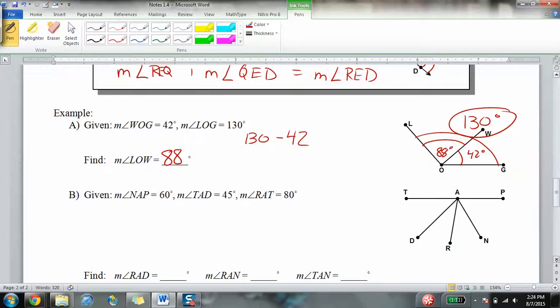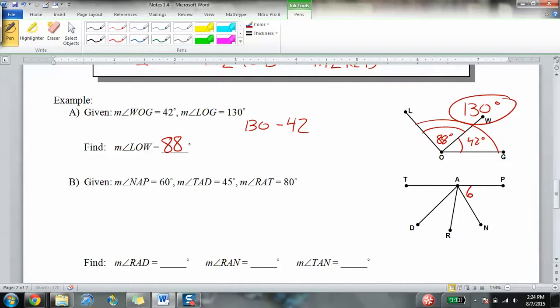Same thing down here, just more angles. So if angle NAP is 60 degrees, angle TAD is 45 degrees, and angle RAT, this whole thing, is 80 degrees. We've got a couple things to find. The first is the measure of angle RAD. So again, we have this whole piece, RAT, is 80, and we've got that this piece, which is a part of that whole, is 45, then we need to find this missing piece. So if I take the difference of those, 80 minus 45 gives me 35 for this piece in here. So that's 35 degrees.